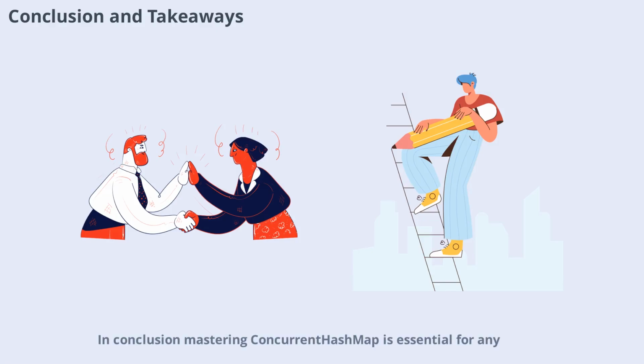In conclusion, mastering ConcurrentHashMap is essential for any Java developer working with multi-threaded applications. Its advanced concurrency model, efficient locking strategies, and robust performance make it a cornerstone of modern backend engineering. By understanding its internal workings and best practices, you can build scalable, reliable systems ready for the demands of today's software landscape.